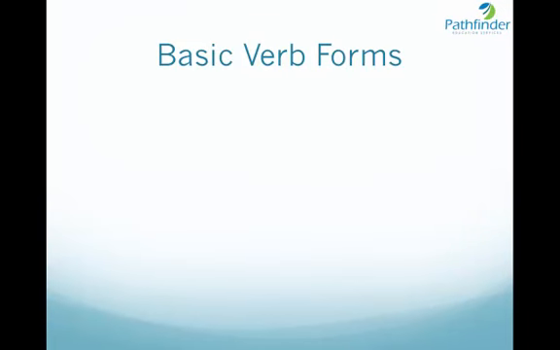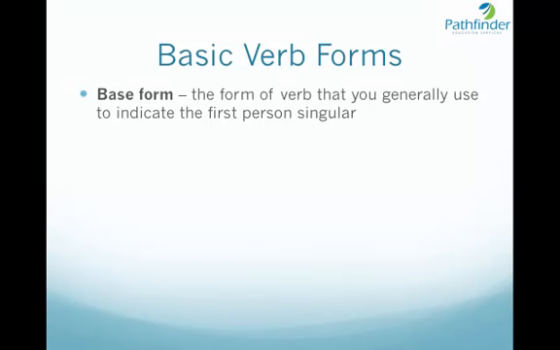Before we proceed any further, we must know the basic verb forms. Now, there are three basic verb forms which we ought to know. The first one is the base form of the verb, the form of the verb that generally we use with the first person singular. For example, the word play is the base form of the verb play. So, I like to play cricket.